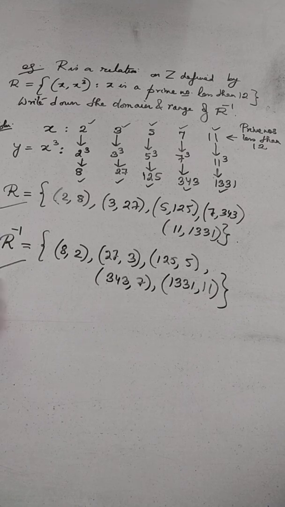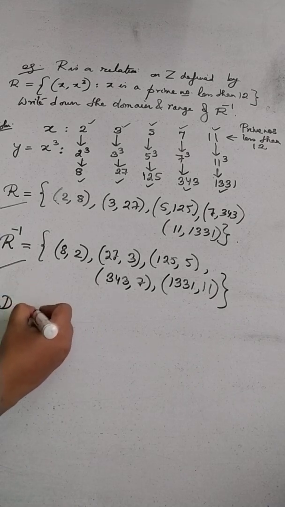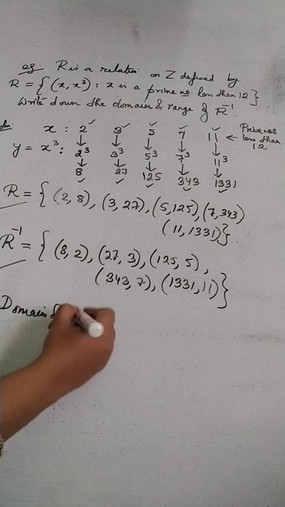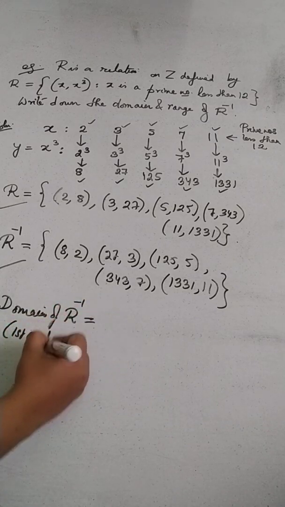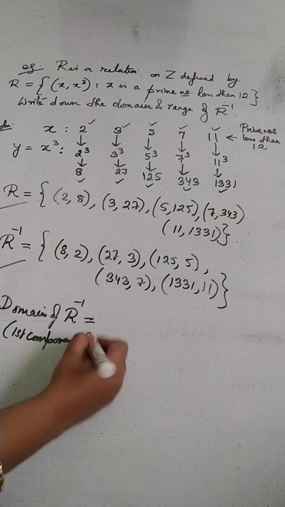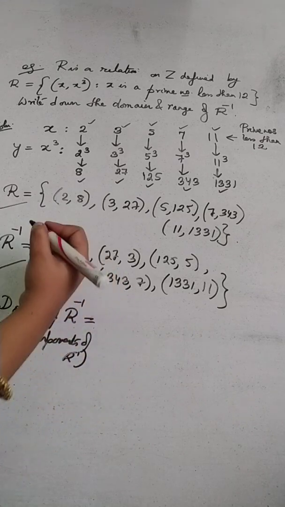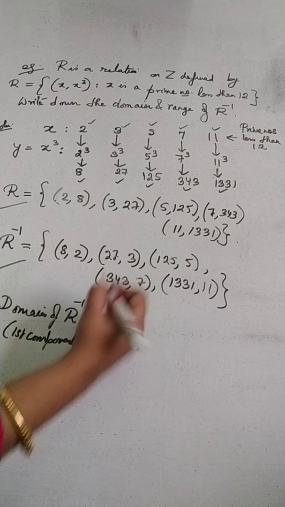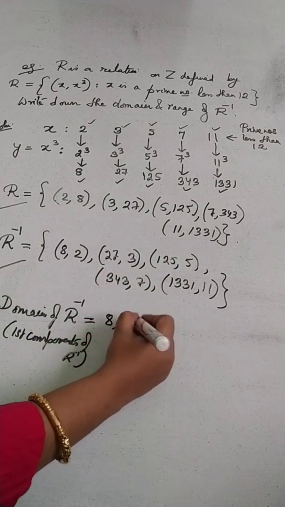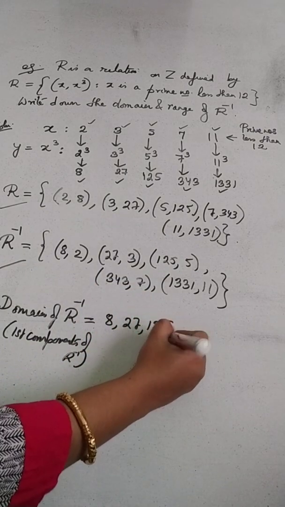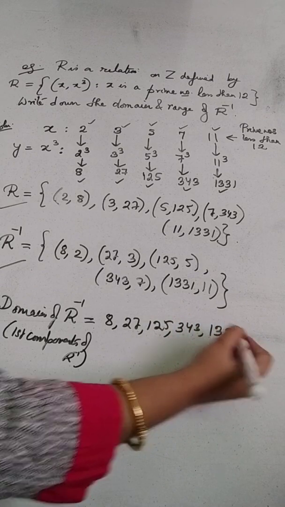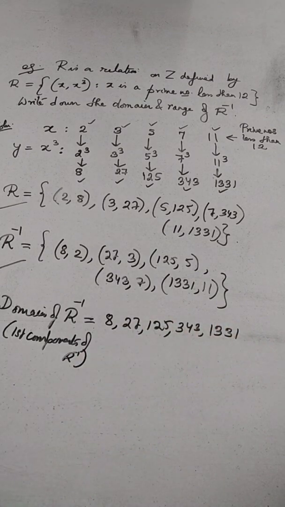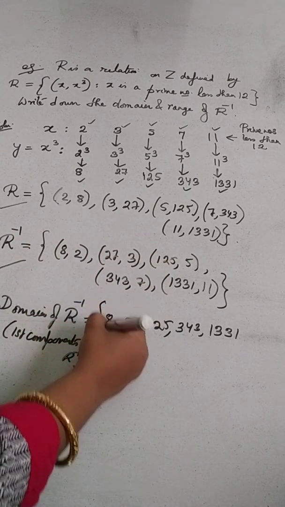And hence, what is the domain of R inverse? Domain is the set of first components. So what are the first components of R inverse? They are 8, 27, 125, 343 and 1331. So this constitutes the domain of R inverse.